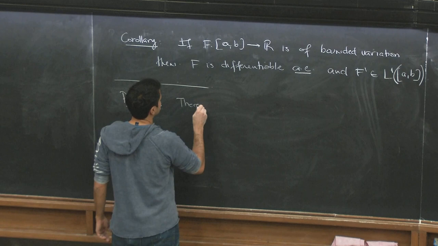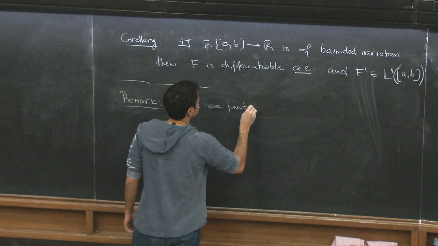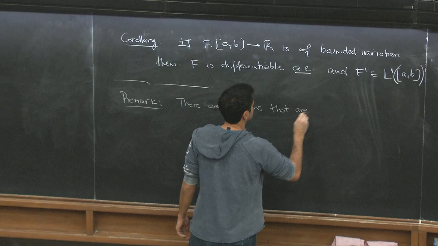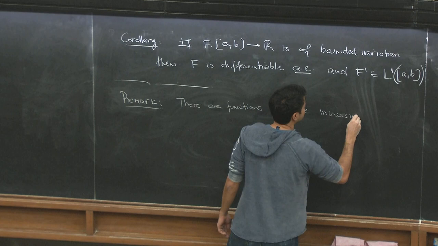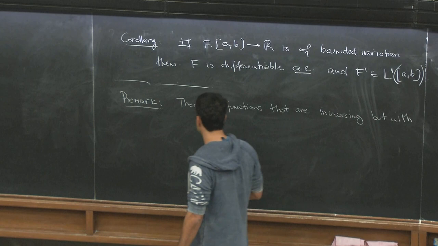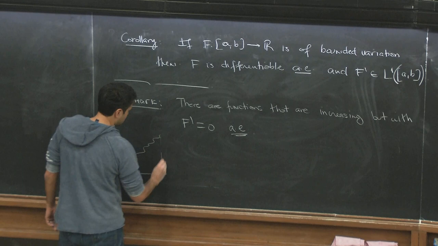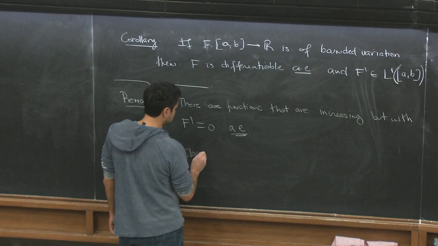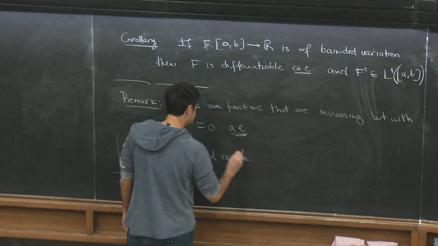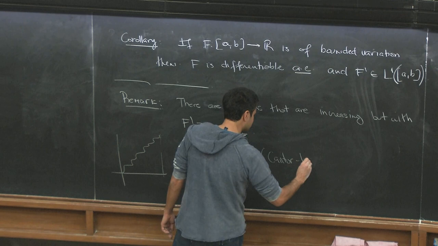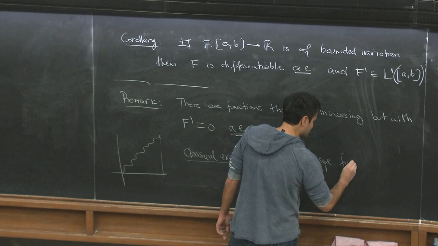There are functions that are increasing, but with f prime being zero almost everywhere. You can construct a function that is increasing, and the derivative is zero almost everywhere. A classical example is this so-called Cantor-Lebesgue function. And I will conclude showing to you what this function is.